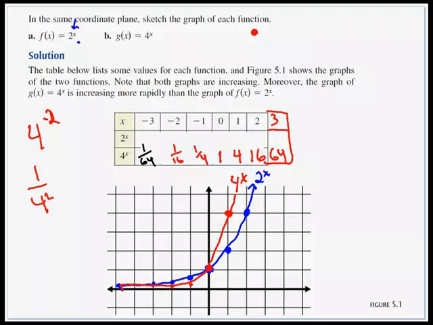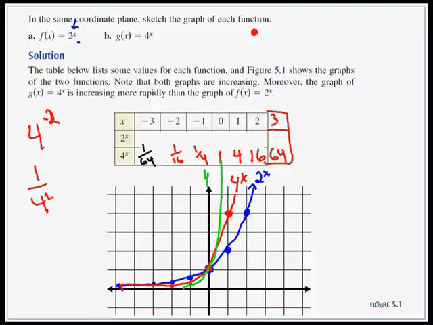If I told you to graph 6 to the x, you could say roughly, well, it's going to cross at the same spot, but it's going to go up even steeper, and it's going to go down even lower on the other side. The bigger the base, the tighter to the y-axis you will be. You'll go up faster and faster.